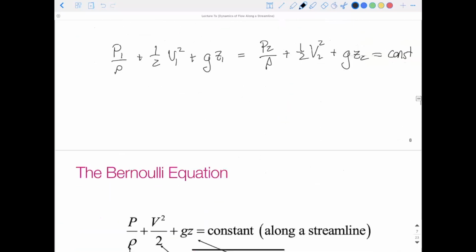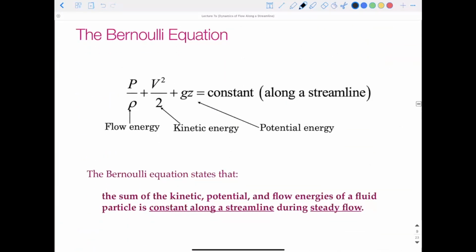So let's break down these terms. These terms have a few components, and we can describe what each of them means. The first term, the pressure over density, we call the flow energy. These are all energetic terms. They have the same units as energy. V squared over 2 is the kinetic energy of our flow. And then gravity times our elevation is our potential energy, stored as gravitational potential energy. So the Bernoulli equation verbally states that the sum of the kinetic, the potential, and the flow energies of a fluid particle is constant along a streamline during steady flow. And I should also add incompressible.